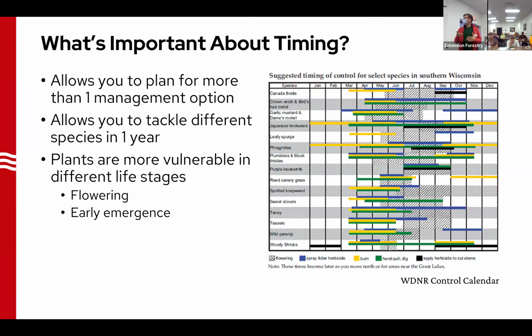And plants are going to be different in different life stages, and they're going to be more vulnerable at certain times. So actually looking at the calendar is a really great way for us to think more about our management.